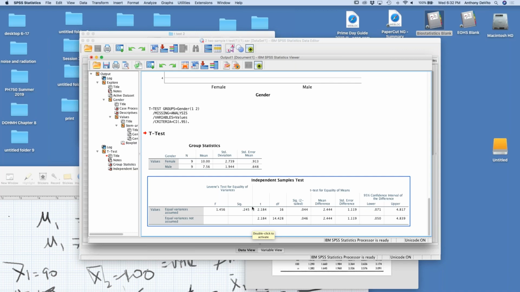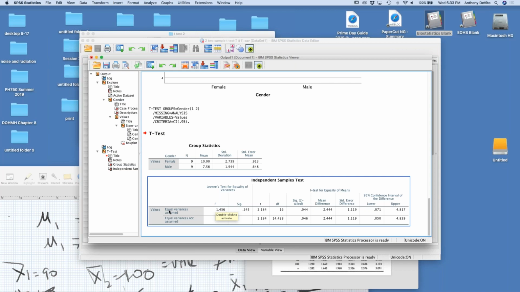But before that, on the left-hand side, is something called Levene's test for equality of variances. And this is a test. Turns out that the statistic is called F, not related to analysis of variance, it just happens to use F also. Right? So the F value is 1.456, and the significance is 0.245. That's the probability of getting at least this extreme a value if the variances are equal. In other words, kind of like our null hypothesis.